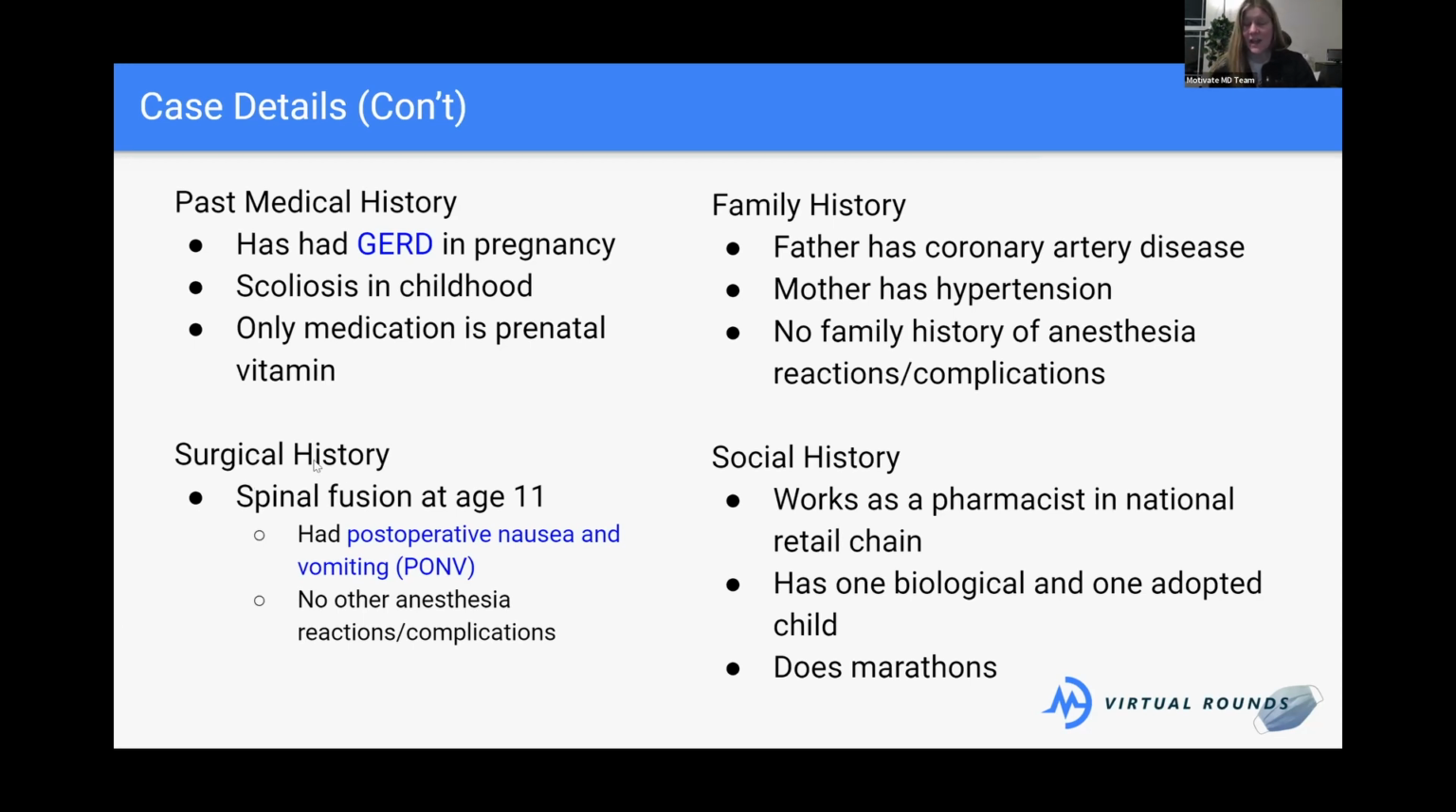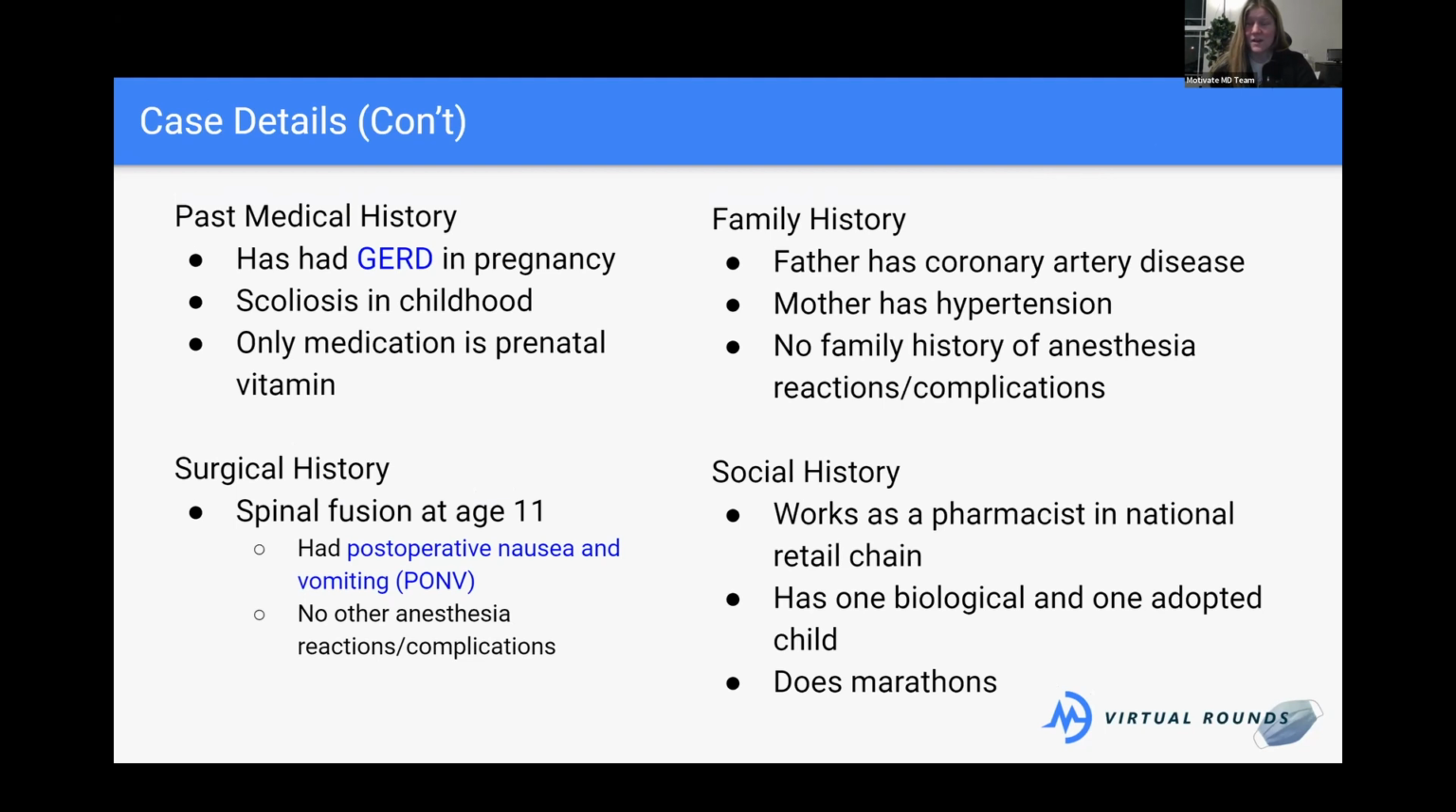For her surgical history, she did have a spinal fusion surgery at age 11 to correct the scoliosis. With the surgery, she reports that she had post-operative nausea and vomiting. That's really a common side effect. Almost 30% of all surgical patients will experience nausea or vomiting after they come out of anesthesia. But that's been her only anesthesia reaction or complication, and no other serious ones. For her family history, her father has a history of coronary artery disease, and her mother has hypertension, but she has no family history of anesthesia reactions or complications.